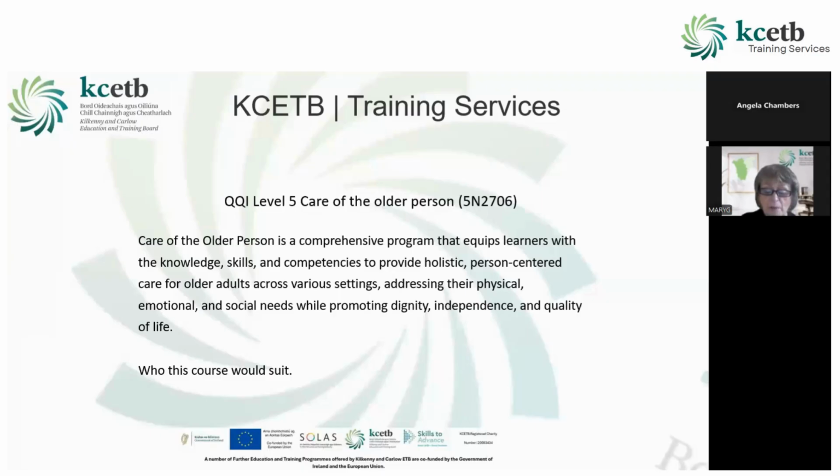So again, a very important part of this role is their ability to work effectively with that older person and that older person's family and significant others as well.